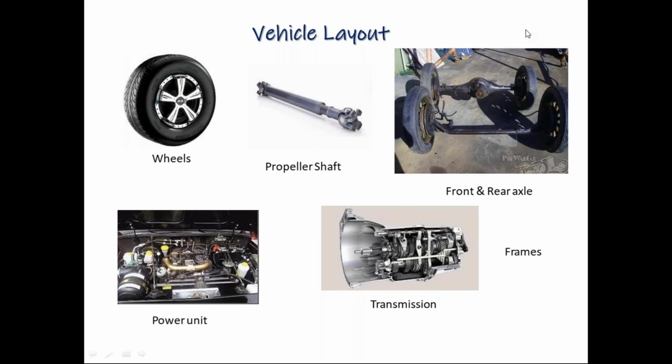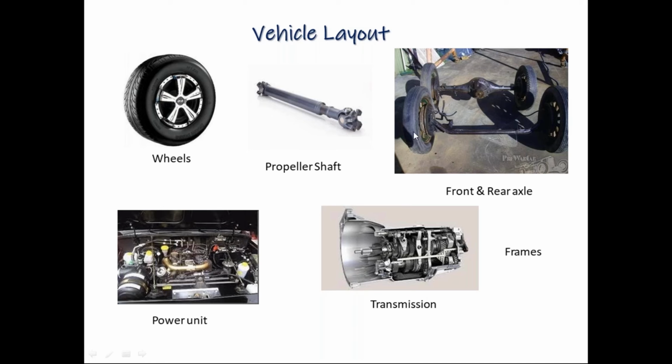So I think no one from the attendees can say that they have not seen these components of a vehicle. Everyone has seen the wheel of any type of automobile. You may consider a two-wheeler, four-wheeler, anything, or a propeller shaft with some sort of joint constructed together. Then we have the different types of axles.